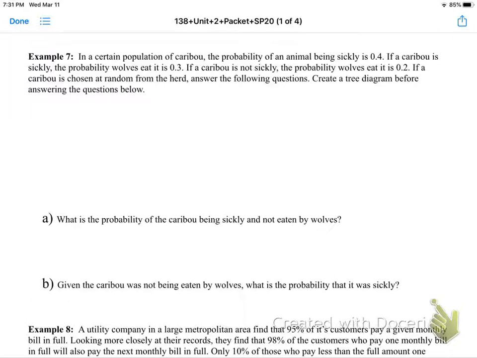Okay, this is my first try at using this app to record a video. So I'm going to do example 7 here from chapter 12. I'm going to read that out first.